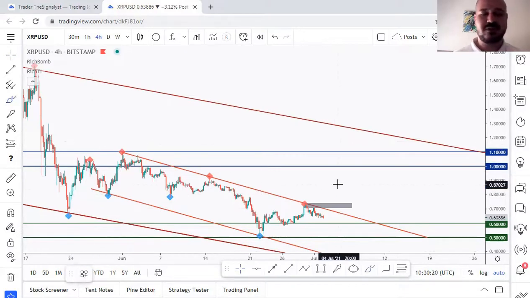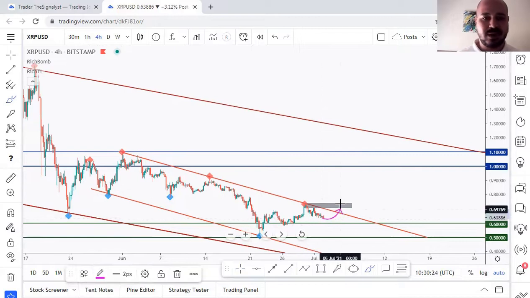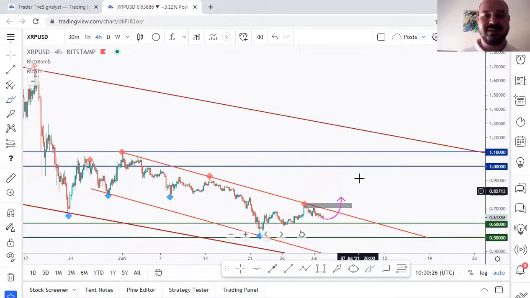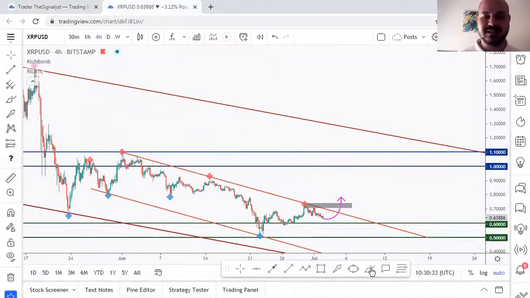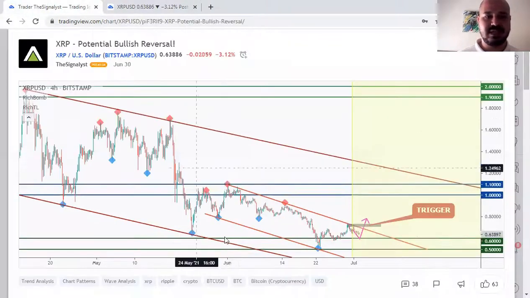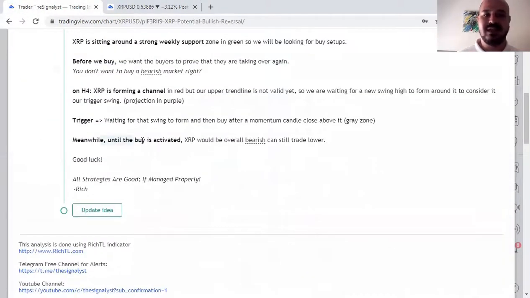So that's what we know so far. We are overall bearish, and we are looking for what? For buy setups. We want the buyers to take over by breaking above this last swing high, and that's it. Right? That's why I'm looking for buy. And just like I always mention, until the buy is activated, XRP would be overall bearish and can still trade lower.